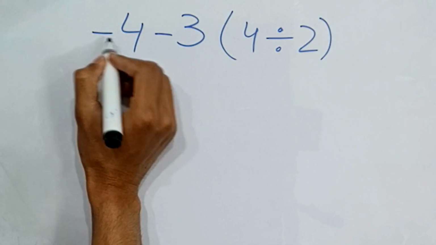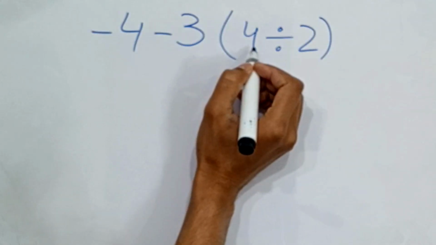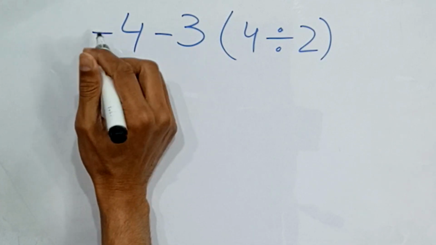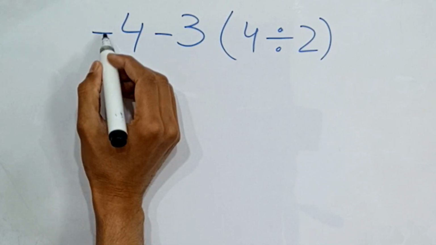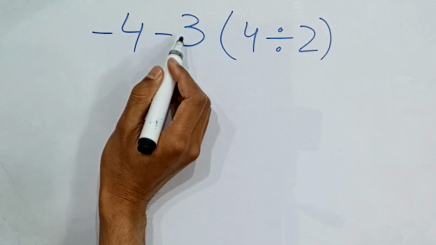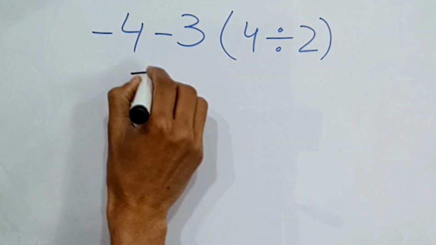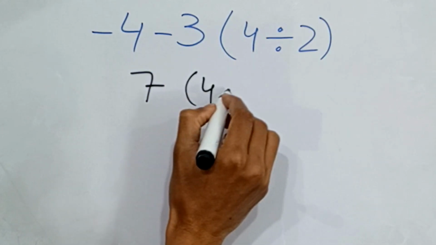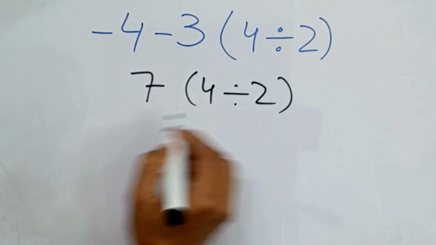We have minus 4 minus 3, 4 divided by 2. Okay, this is a very interesting question, and only one person gets this right. Minus 4 minus 3 equals minus minus plus, so 7, right? So 4 divided by 2.